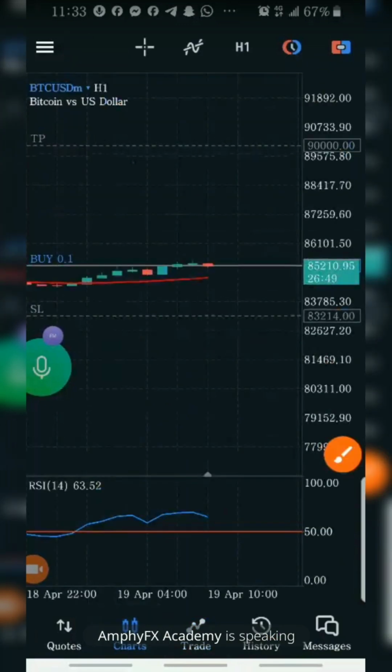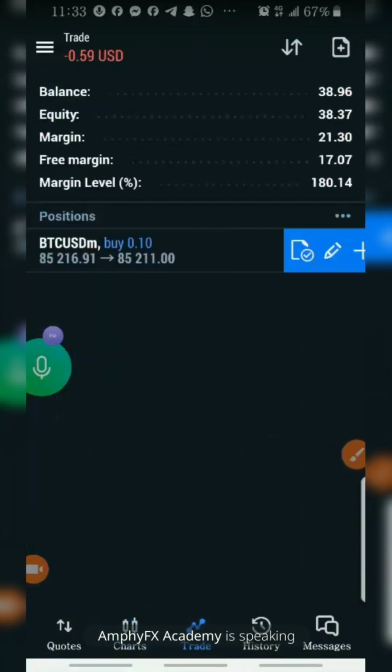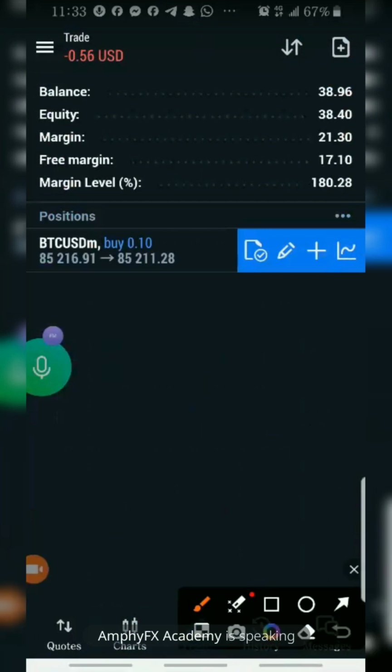Let me close this position. If you want to close, go and watch that video I sent to you on how to use MT5. If you want to close, I'll just click on this thing. If I want to edit my position, I'll click on the pencil sign. If I want to add more position, I'll click on the plus sign. If I want to go to the charts, I'll just click on this.